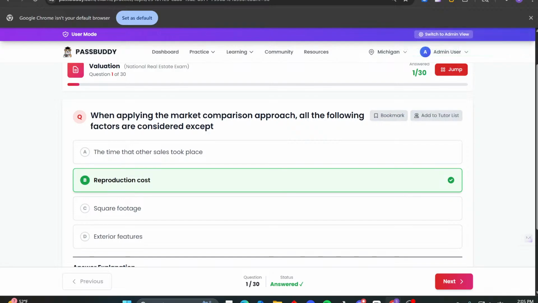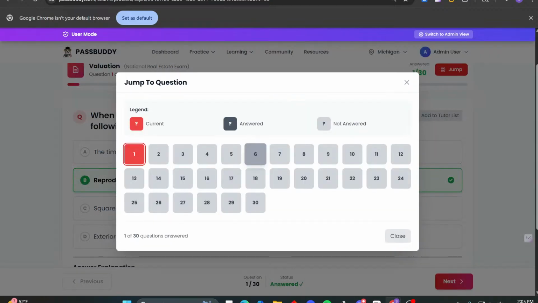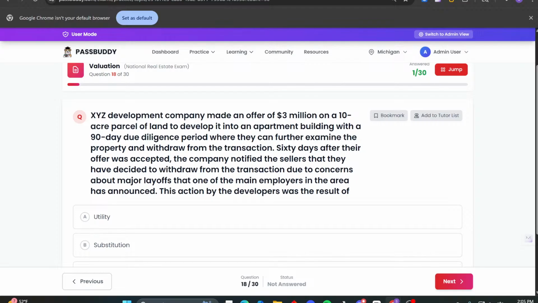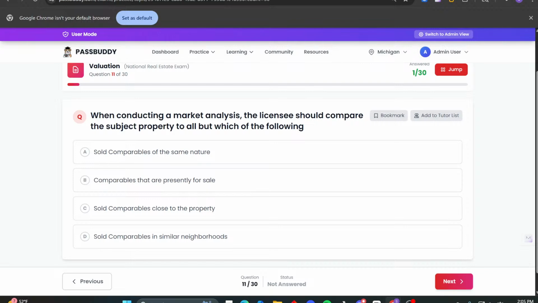What I want to do is jump to another question because there's one that I wanted to go over. I think it was like the 18th one. Actually, no, that wasn't the one. I'm jumping around. Ooh, this one. So when conducting a market analysis, a licensee should compare the subject property to all but which of the following: sold comparables at the same nature, comparables that are presently for sale, sold comparables close to the property, or sold comparables in a similar neighborhood.